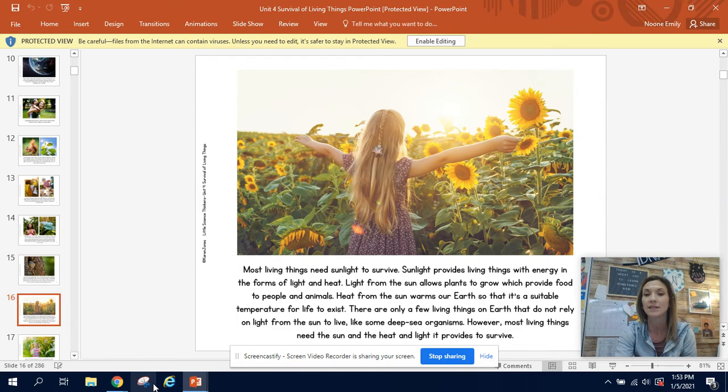Most living things need sunlight to survive. Sunlight provides energy and light and heat. Heat from the sun warms the earth so that it's a suitable temperature for life to exist. There are only a few things on earth that don't need sunlight to live. However, most living things need the sun and the heat and the light to survive.